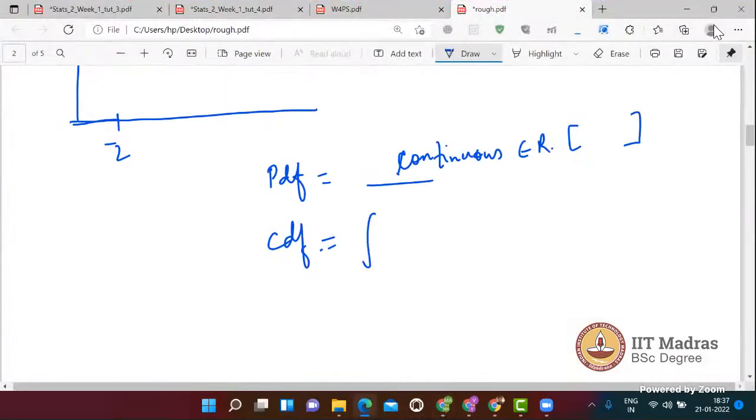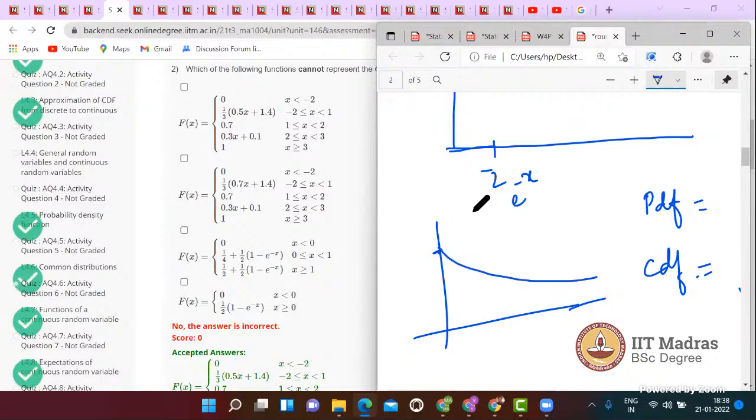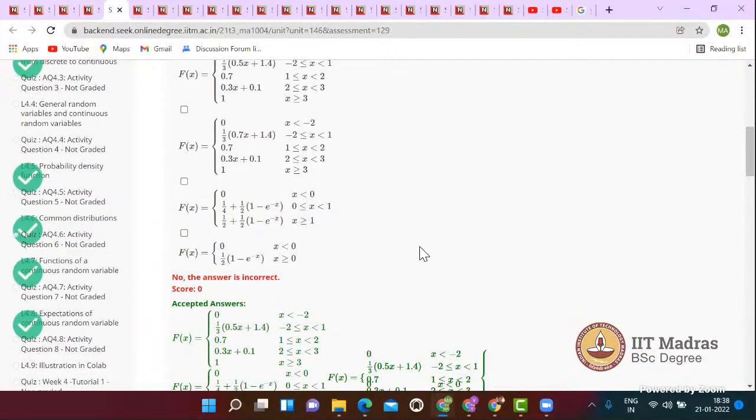How do you generally plot e to the power x? That one is increasing. Then 1/2 into 1 minus e to the power minus x, it will be increasing. At x equal to 0 the value would be 1, and at x equal to infinity the value would be this one. Then we are doing this 1 minus, so our plot will change. The function is fine, and it will be increasing.